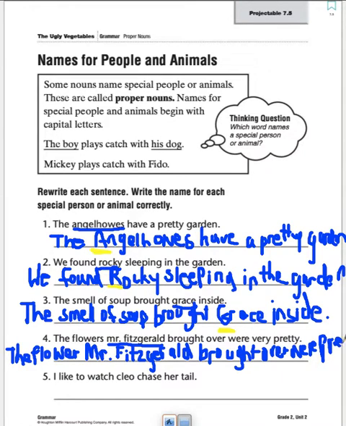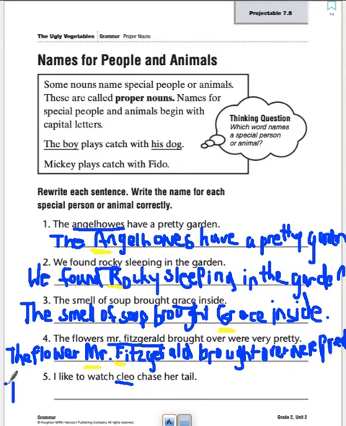Oh, see, you're losing space. You can't see the word pretty. I spelled it wrong. There we go, pretty. And I put a period at the end. Now, I want you to notice that both Mr. and Fitzgerald have capital letters at the beginning. And then last but not least, the last sentence says, I like to watch Cleo chase her tail. What's the name of the special person or animal in that sentence? We have the word Cleo.